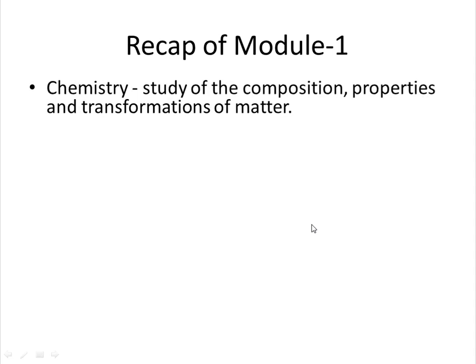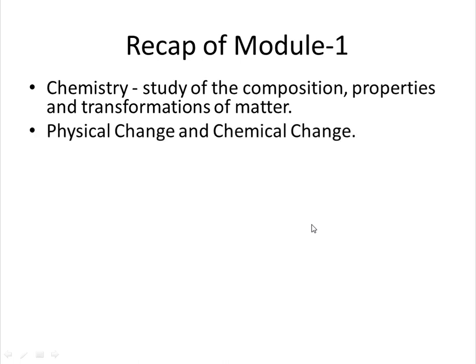Now let's revise module 1. So what is chemistry? Chemistry is the study of the composition, properties and transformation of matter, and in this chapter we are dealing mostly with transformations of matter. Then we have discussed physical and chemical change. In a physical change, only the physical property of a substance changes and new substances are not formed, like melting of ice and boiling of water, right? And in chemical changes, new substances are formed, right?